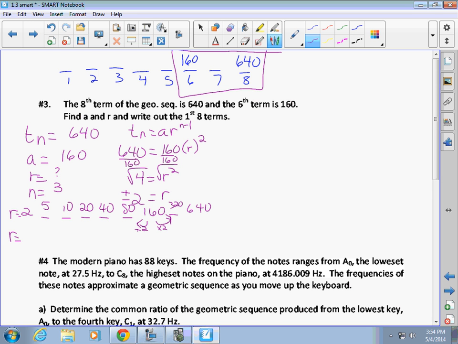If r is equal to negative 2, then my signs are just going to change on here. So this one was 160. This one was 640. So that means to go from here to here, I would multiply by a negative 2. So that's going to be negative 320. If I multiply by another negative 2, that'll be a positive 640. So going the other direction then, I have to divide by negative 2. So 160 divided by negative 2 is negative 80.